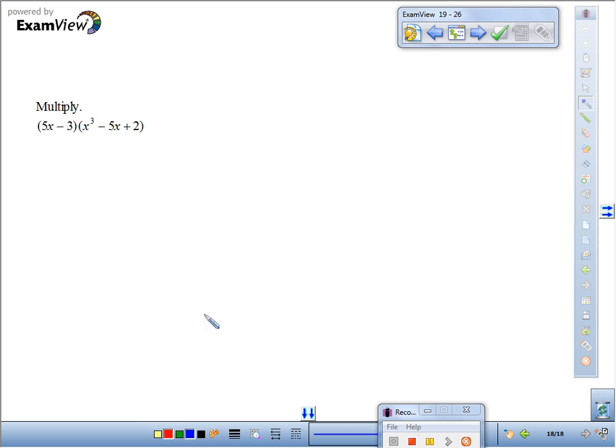Once again, multiply. I'm going to start by circling the first term, and I need to multiply that times each of these 3 terms. So we go, what is 5x times x cubed? 5x to the 4th. 5x times negative 5x, that's negative 25, because 5 times 5 is 25. X times x, that's x to the 2nd. 5x times 2, 10x. So I'm done multiplying this term times all of these 3.